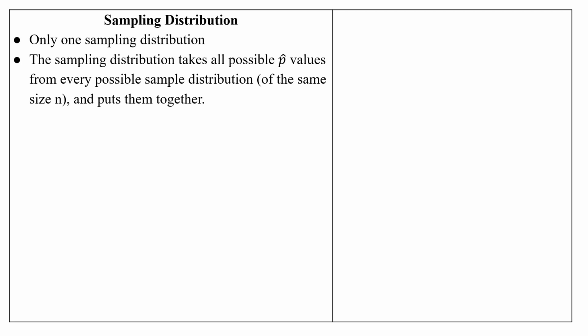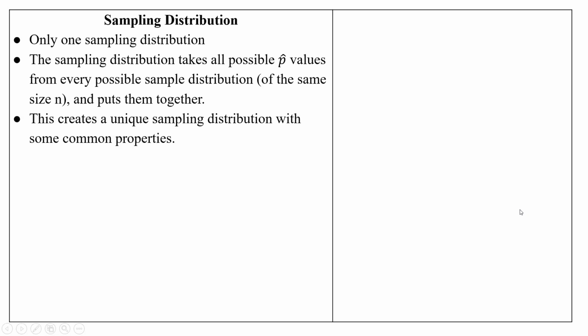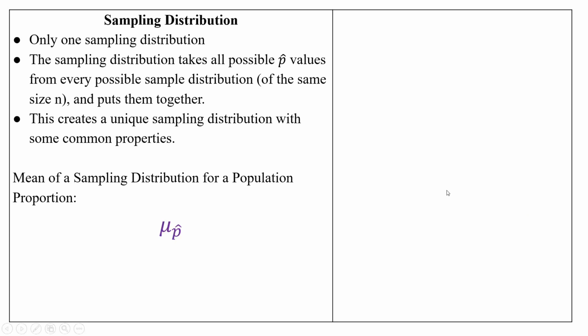The sampling distribution takes all possible p-hat values from every possible sample distribution, and it has to be the same size, n, and it puts them together. Okay, so we said there's an infinite number of sample distributions that you could take in our example of n equals 40, and it puts all of those possible p-hat values together. And this creates that single unique sampling distribution, and it has some common properties among all sampling distributions.